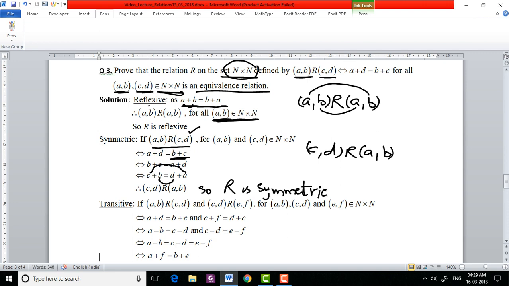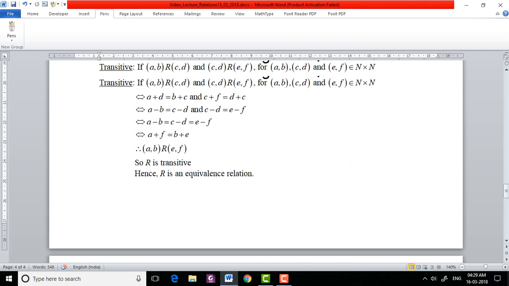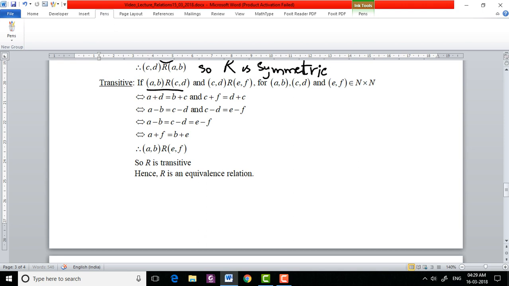It is symmetric in nature. Okay, so our relation is so far reflexive as well as symmetric. Now let us check whether it is transitive or not. Now if (a, b) is related to (c, d) in this relation, and (c, d) is related to (e, f), for a, b, c, d and e, f belonging to N cross N.